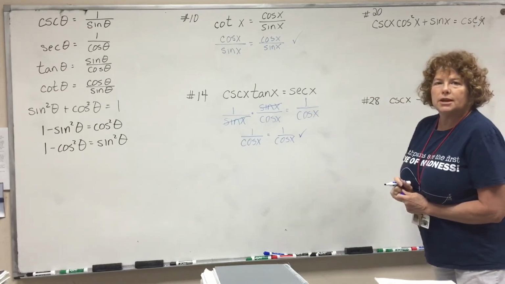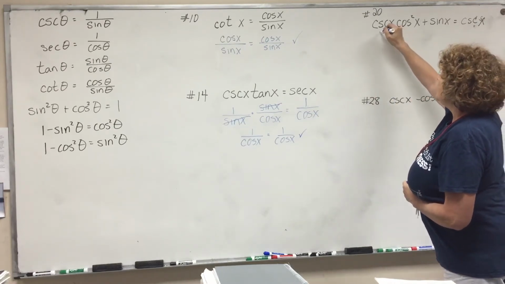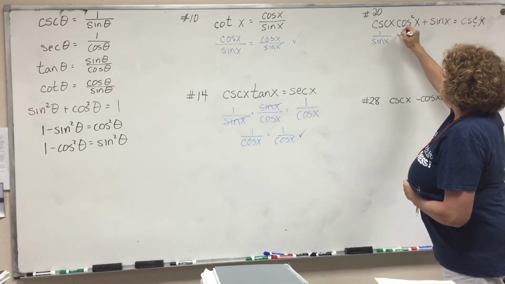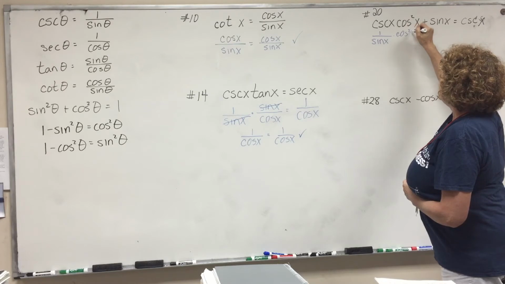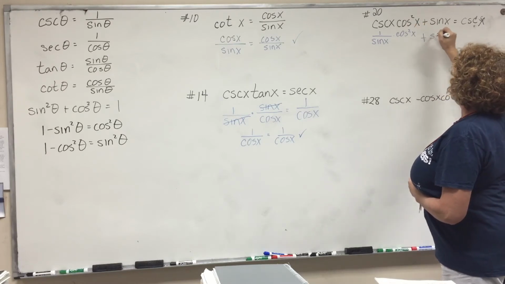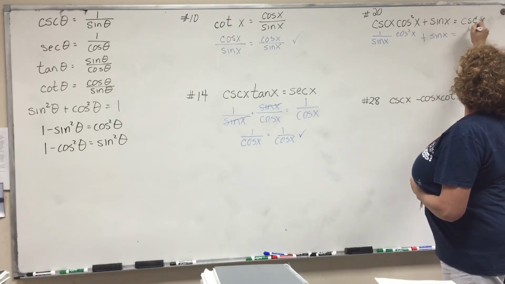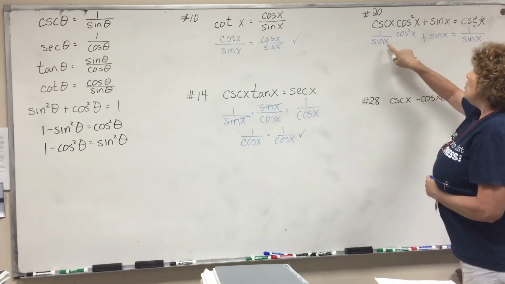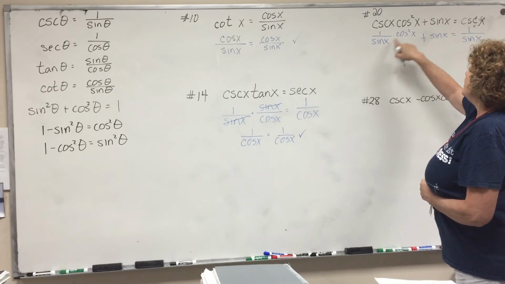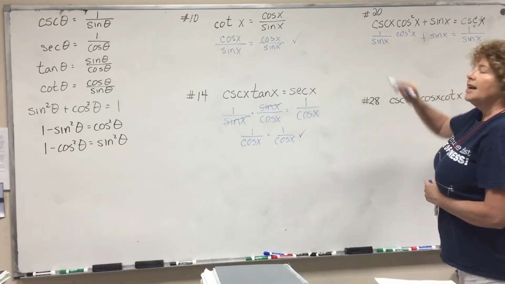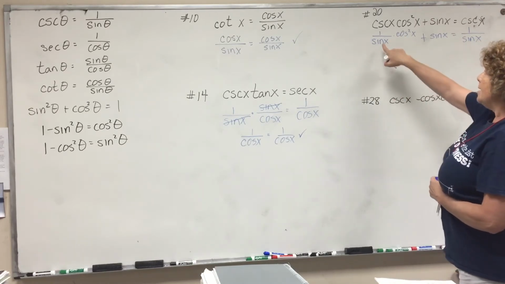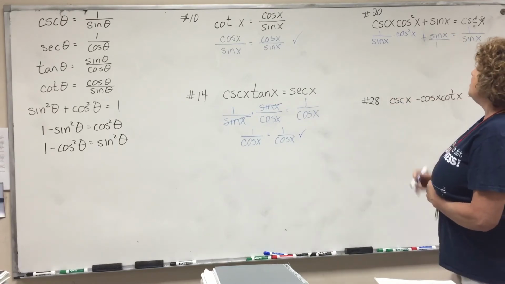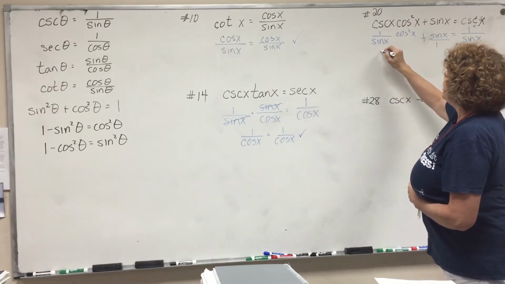All right, let's take a look at this. This is looking a little more scary. Well, the cosecant is 1 over the sine of x times the cosine squared of x plus the sine of x equals 1 over the sine of x. Well, when you're dealing with a fraction, this is cosine squared over sine, get common denominators. My common denominator, since this is basically over a 1, would be the sine of x. I don't have to change this term at all.